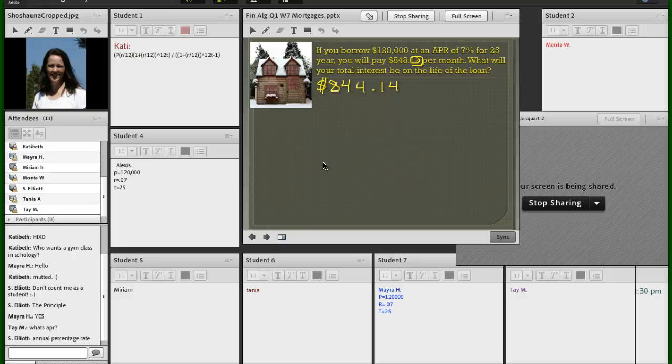Okay, so we already found the monthly. Oh, that's an 8. If we know our monthly payment, and we know we're paying that monthly payment for 25 years, and we know how much our original loan was, how are we going to find out how much interest we just gave the bank?